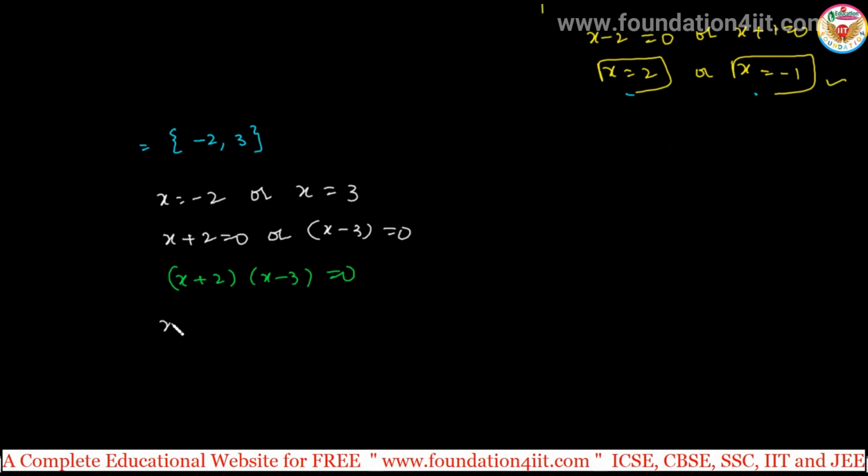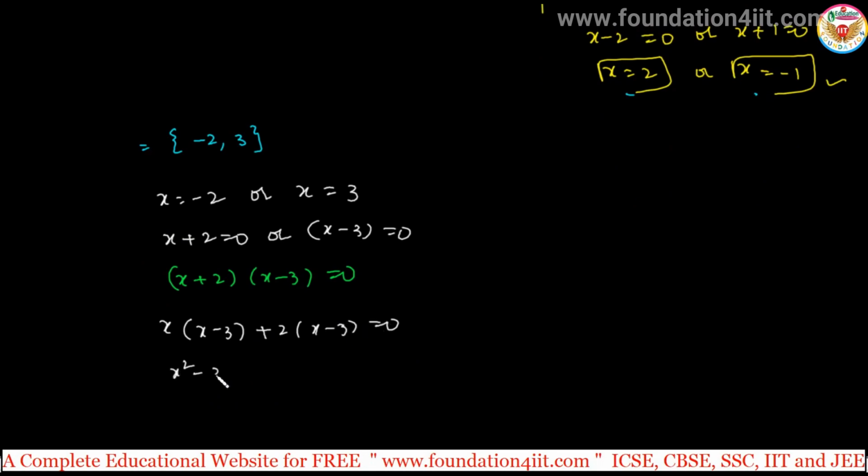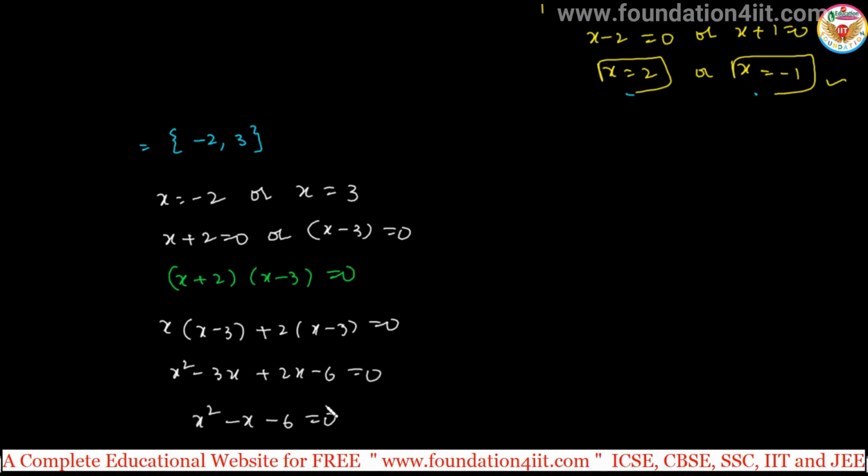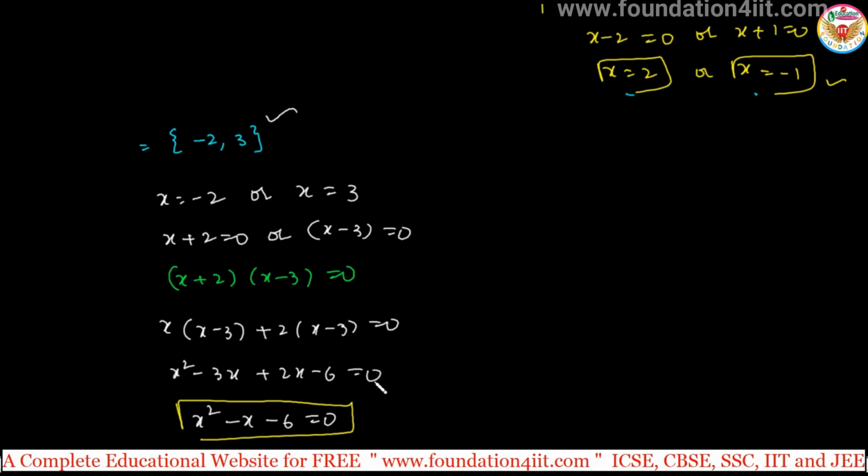So take this x, multiply the second expression, (x plus 2)(x minus 3). Then x square minus 3x plus 2x minus 6 is equal to 0. Then finally x square minus x minus 6 is equal to 0. So if it is a solution set, this is the quadratic equation. Same quadratic equation by factorization, same steps will come. First step, second, third, fourth, just reverse it. There's no difference. Okay, this is the quadratic equation by factorization method.